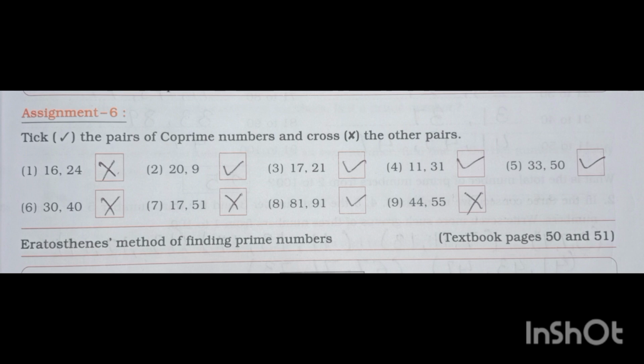Sixth one, 30 and 40, it's not a co-prime pair. Then seventh one, 17 and 51, it's a pair of co-prime numbers. Then eighth one, 81 and 91, it's a pair of co-prime numbers. Ninth one, 44 and 55, it's not a co-prime pair.